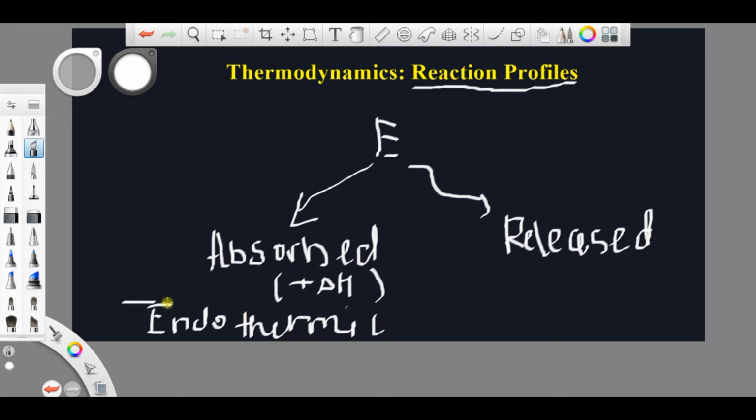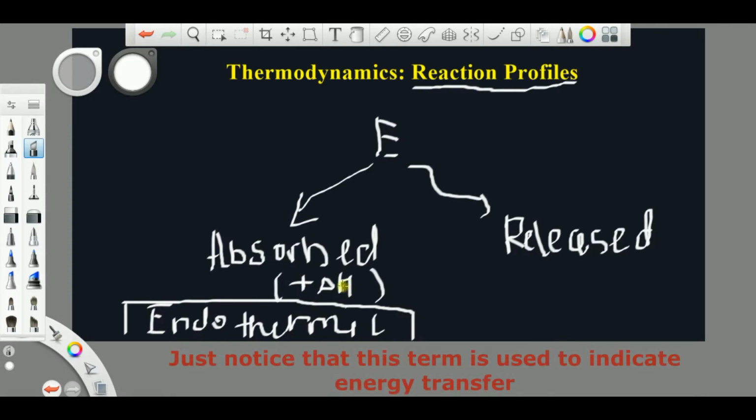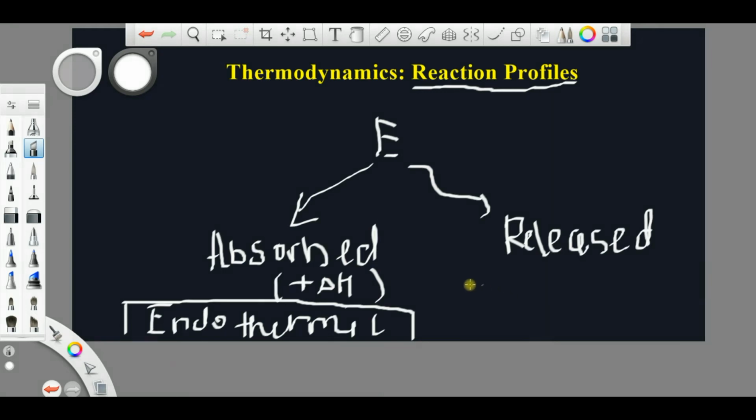So the absorption of chemical energy is related to the enthalpy change, and enthalpy change is the heat content of some reaction, and we'll talk about this special term further in the future lessons. So the release of energy involves the negative sign of enthalpy change. So the reaction itself can be called exothermic.